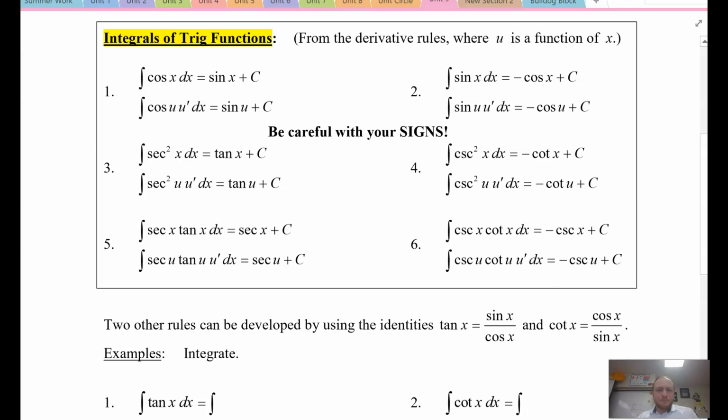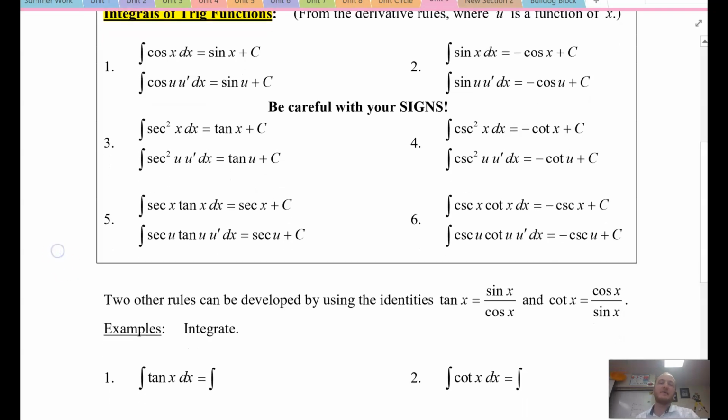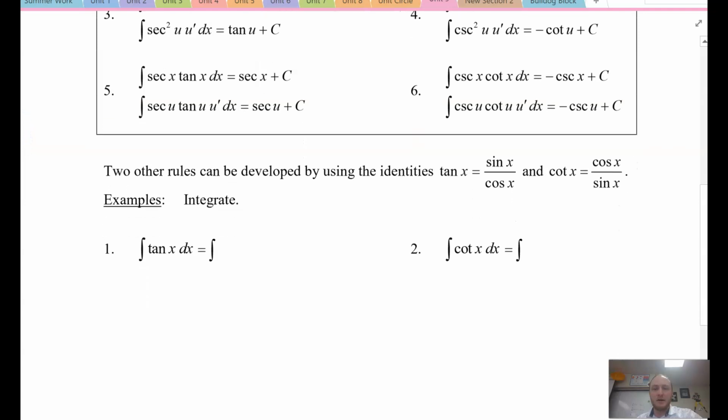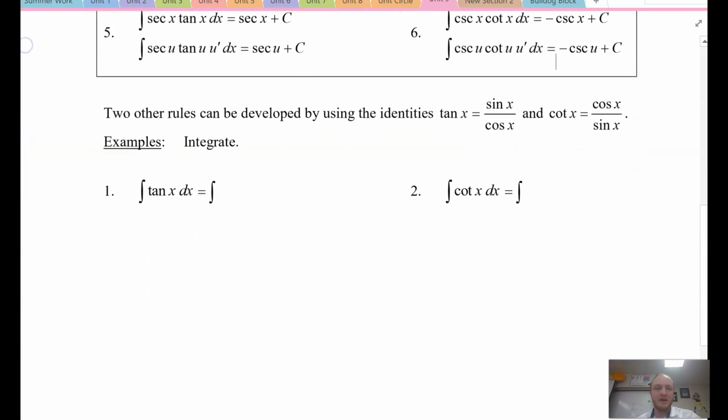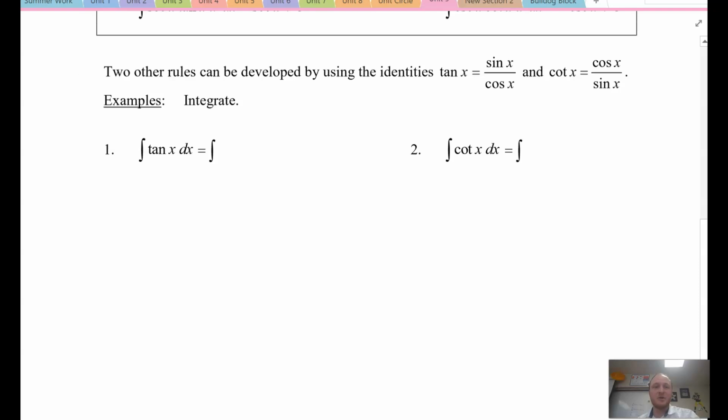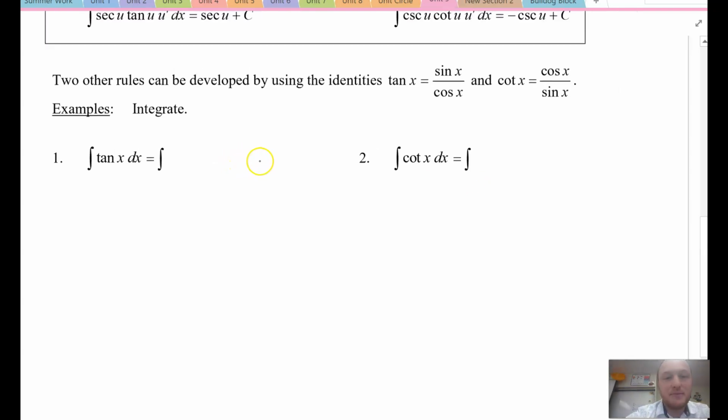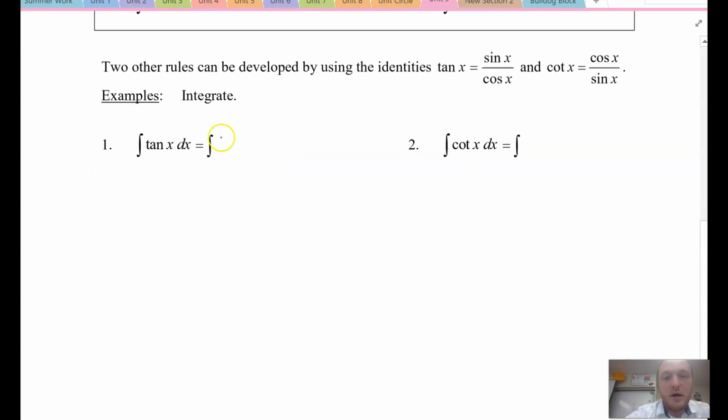Okay, so let's go ahead. We have a couple more rules which I don't think are conducive to memorization, but how they are derived is helpful. What's the integral of tangent of x, and what's the integral of cotangent of x? What we're going to do is rewrite these using our quotient identity, that tan of x is equal to sine of x over cosine of x dx.